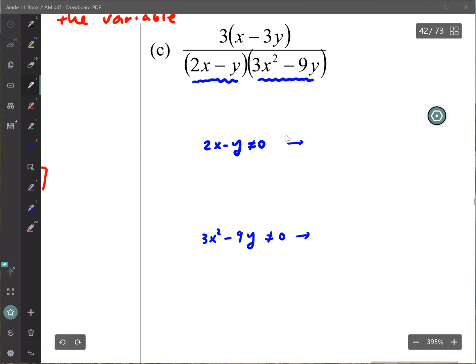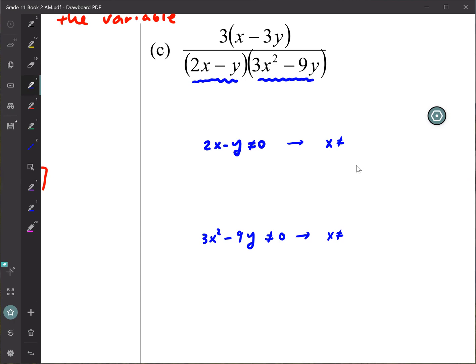Please raise your hand if you got your restrictions. Colin, can you tell us your first one? Y over 2. Yep, very good. Move the y over, and then divide both sides by 2, just the same way you would solve a normal equation with only one variable. So x cannot be y over 2.